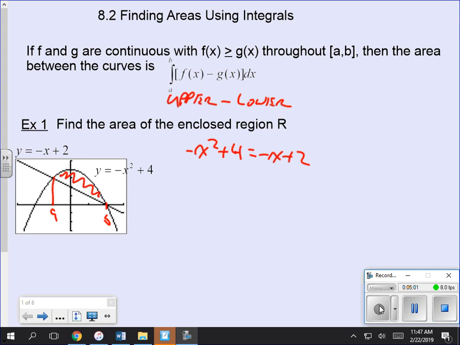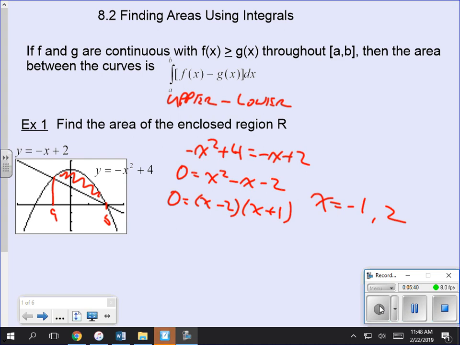Okay. Ooh, I have a quadratic. What do I need to do? Set it equal to 0. Add x squared, subtract 4. 0 equals x squared minus x minus 2. If you're lucky, these will be factorable. 0 equals x minus 2, x plus 1. So x equals -1 and positive 2. Those are the x coordinates. I can find the y coordinates, but I don't really need them because I'm just dealing with my x coordinates for my bounds.